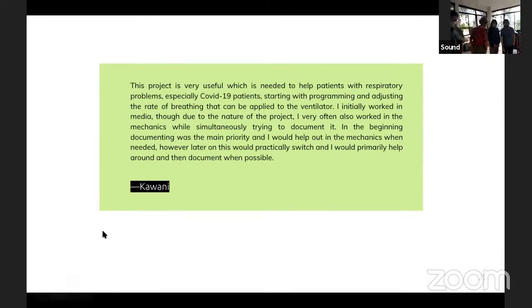And the project was very useful because it was needed to help with respiratory problems at the current moment caused by COVID-19. Initially, when working on this, I was in the media team, and for the first couple of weeks, we focused on documenting. However, later on, as more manpower was needed, I eventually started helping more and more with the actual construction and the mechanics of the whole thing.